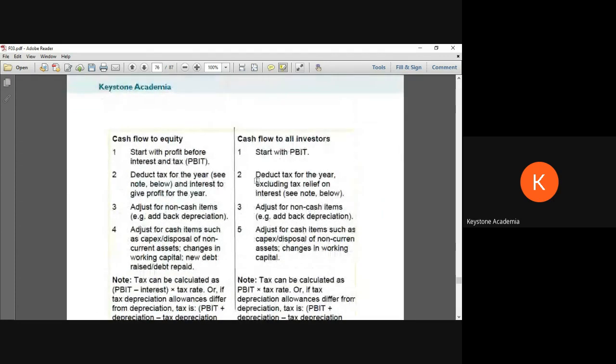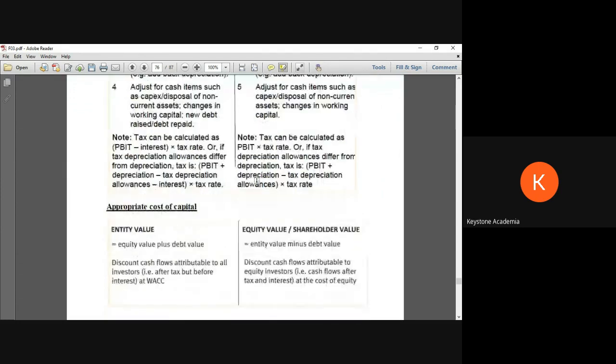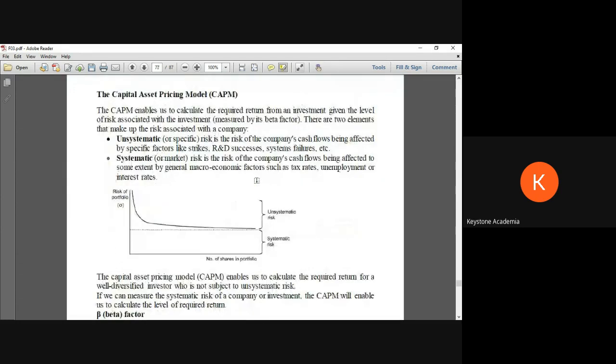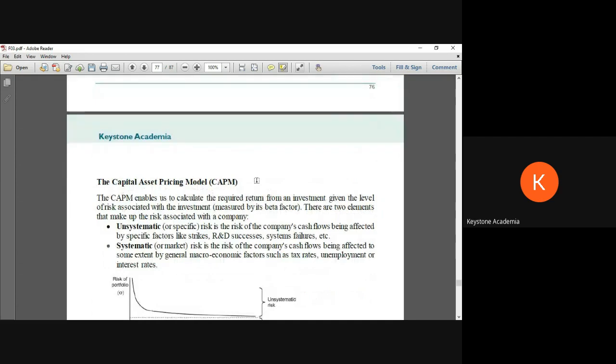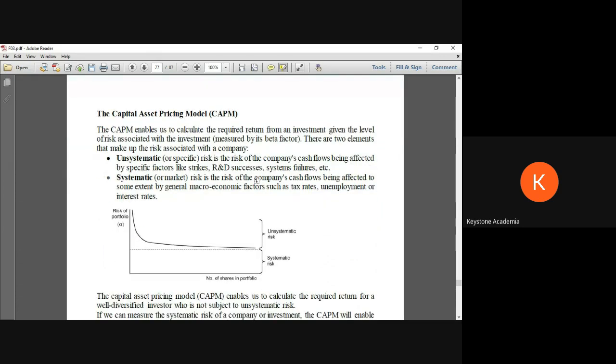So they have given cash flow to equity, cash flow to investment. This is more on a calculation basis, how to calculate it. This chapter is the most important when we do individual F3. Some of you have written it, so you will understand it. 40% of F3 is about business valuation. So how to calculate the formula, what is systematic and unsystematic risk.